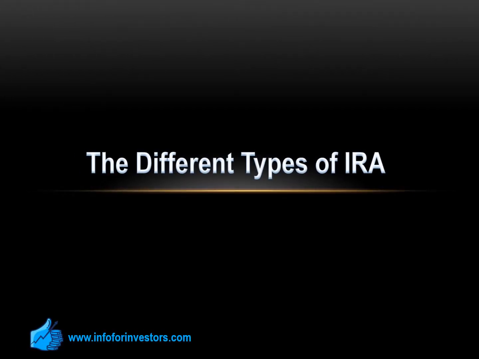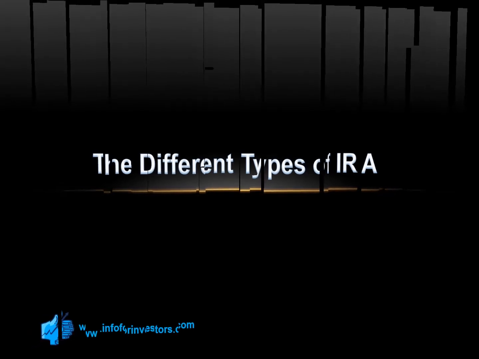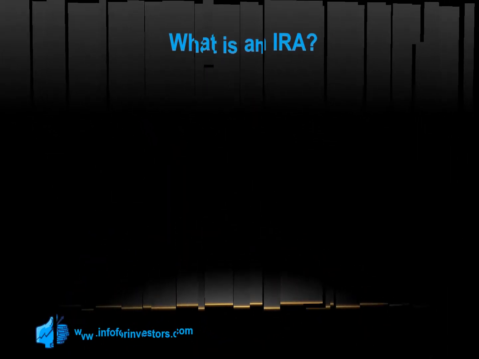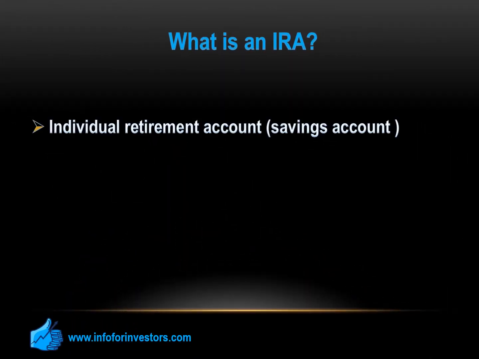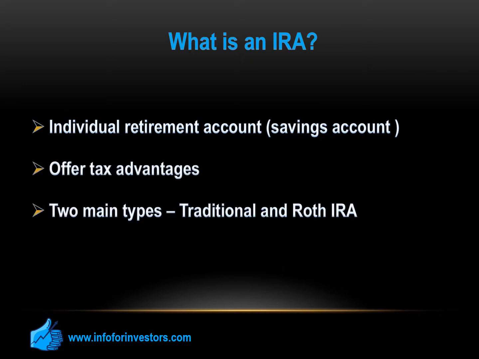Today we're going to discuss the different types of IRA. What do they offer, and what exactly is the difference between the different plans? So what is an IRA? IRA stands for Individual Retirement Account, and this is a savings account in which people put some money for rainy days, or retirement. These accounts offer some tax advantages, and there are two main types, traditional and Roth IRA.